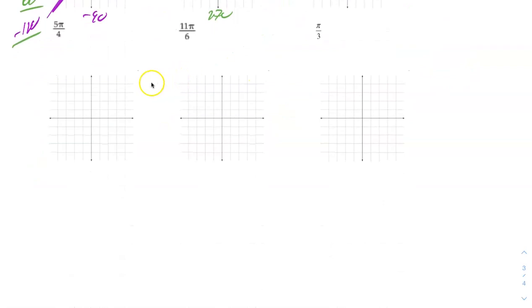Radian measure. Now again, these are easy to find the reference angle. I have the answer already. This is 45. It's over 4 automatically. Over 6 is automatically 30. Over 3 is automatically 60. So really easy to find the reference angle. But I do want you to draw it.